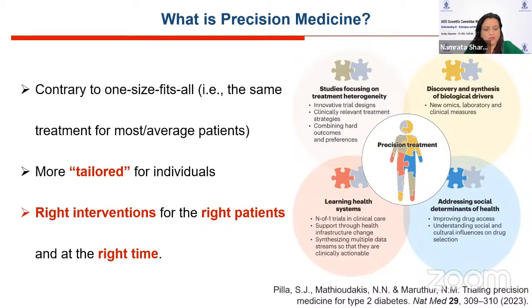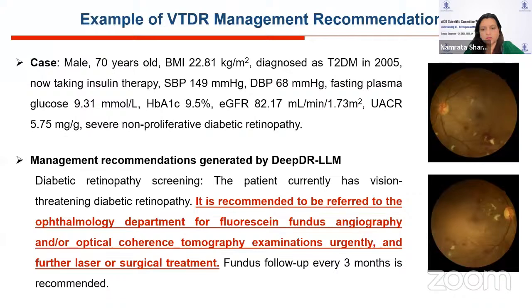So what is precision medicine? Precision medicine is contrary to one-size-fits-all treatment regimens. It's more tailored for individuals. It means the right interventions for the right patients and at the right time. Let's look at some examples generated by DeepDR LLM.